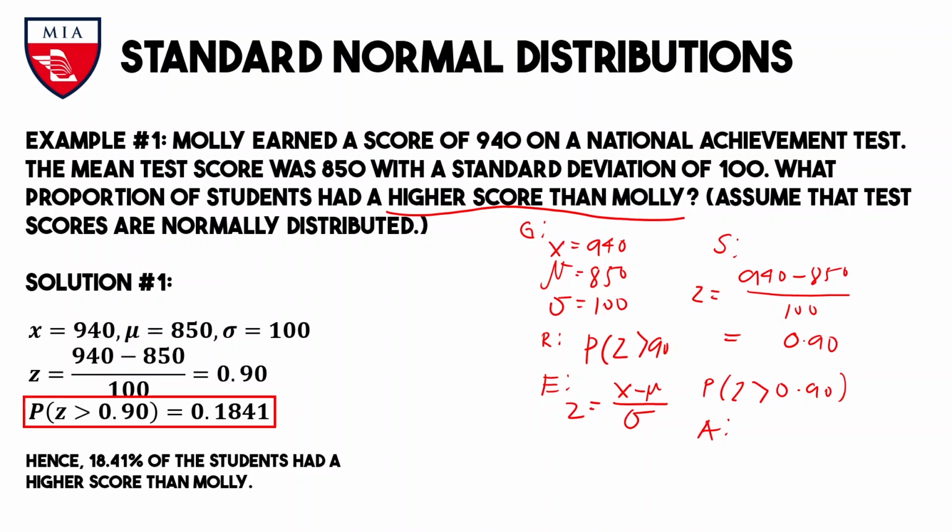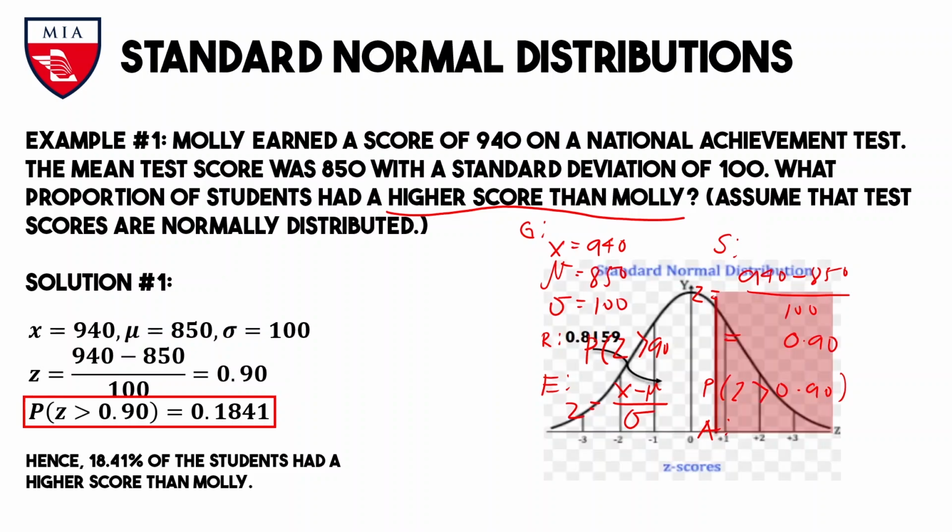So that's how we solve a certain standard normal distribution problem in terms of mean and standard deviation. Just remember, if the value of your z is greater than the said value, you need to subtract the z-score of that said value from 1. Just remember that.